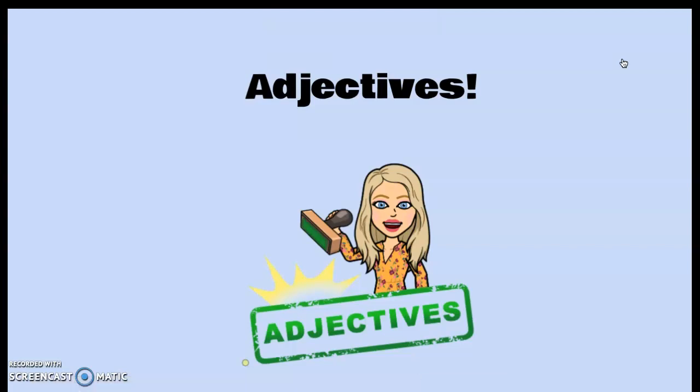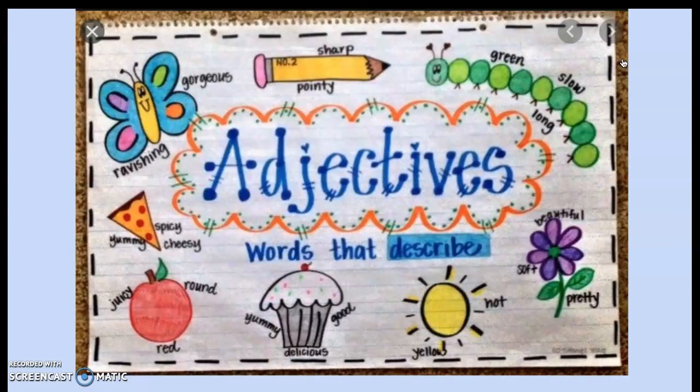What do you think an adjective is? Let's take a look at my anchor chart. Adjectives are words that describe a noun. Do you remember what a noun is? We've talked about nouns. A noun is a person, a place, or a thing, right? Well, adjectives are words that describe a person, a place, or a thing.